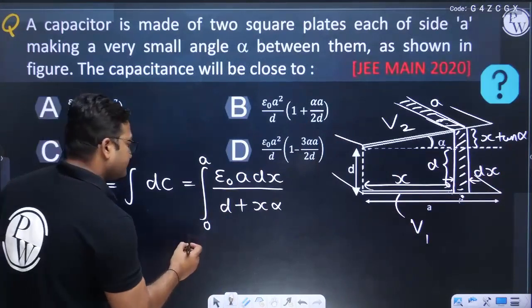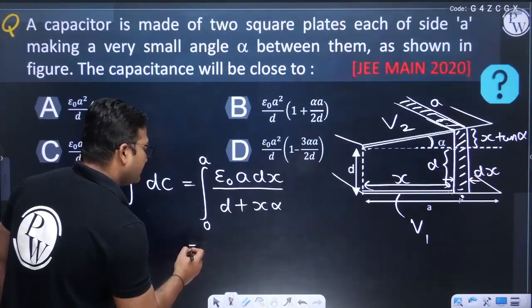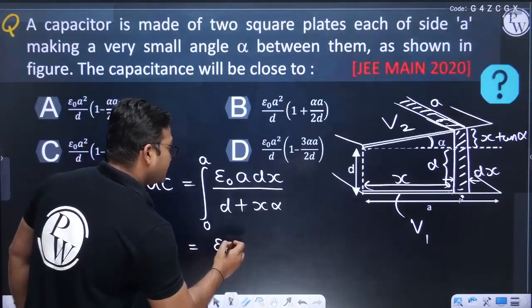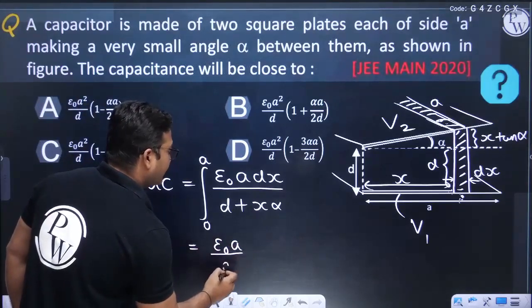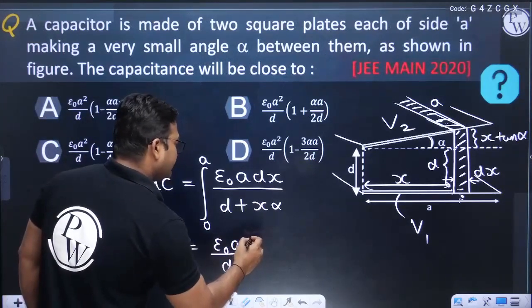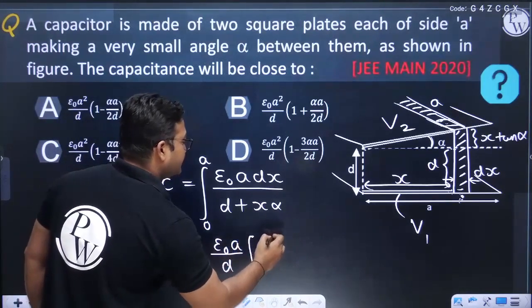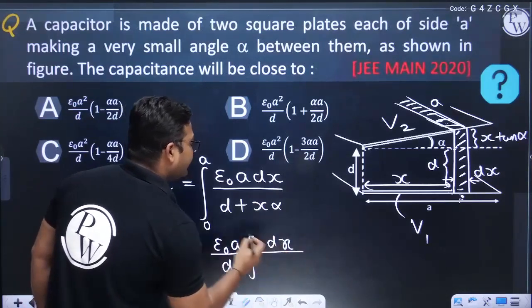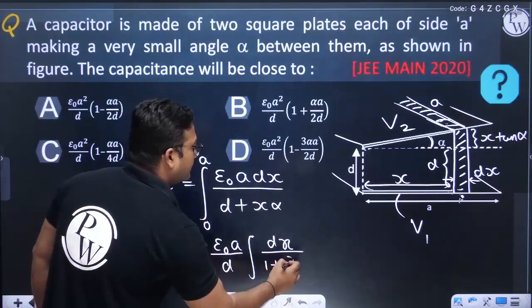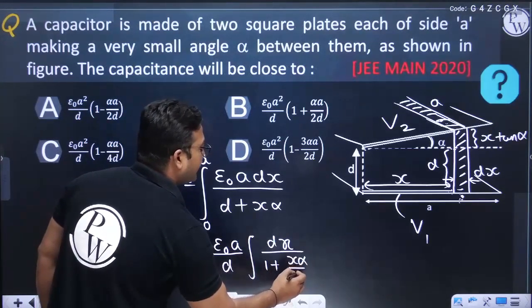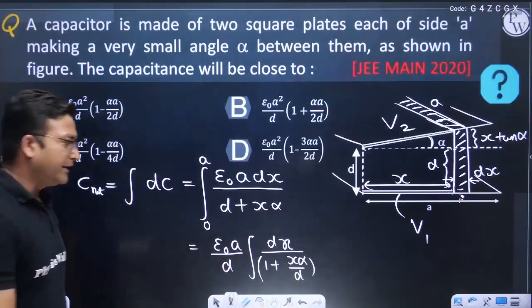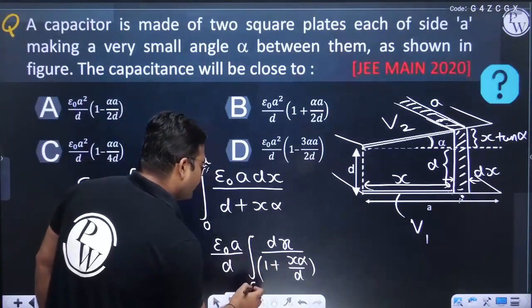Now let us make some approximations. Let's take epsilon naught a by d common. Inside the integration you will see dx, and as I have taken d common, we will see 1 plus x alpha by d in the denominator, from 0 to a.